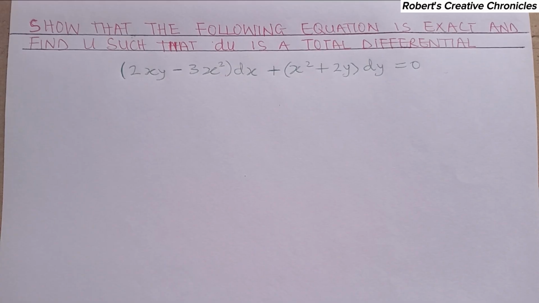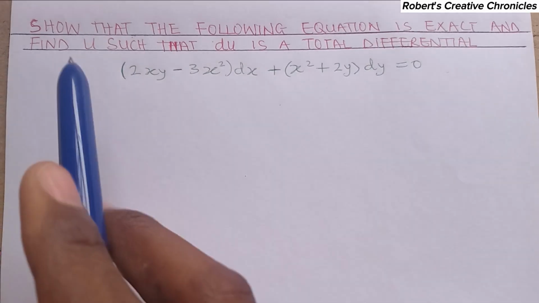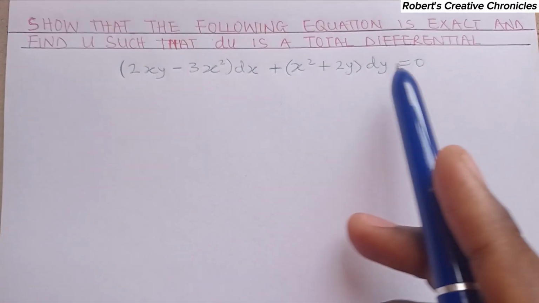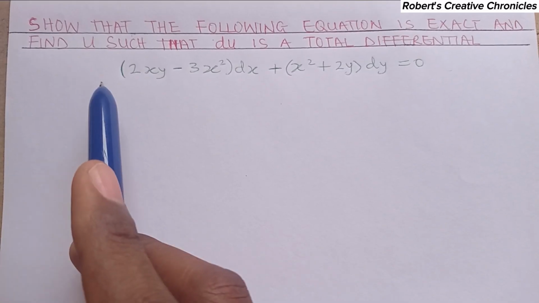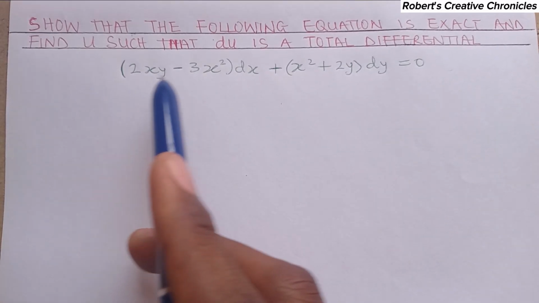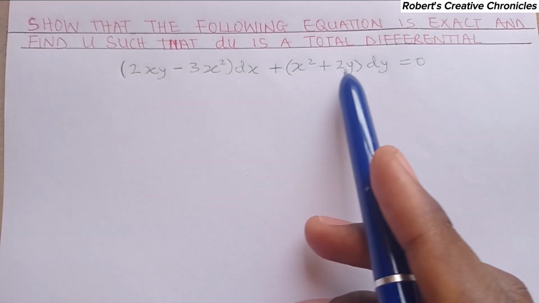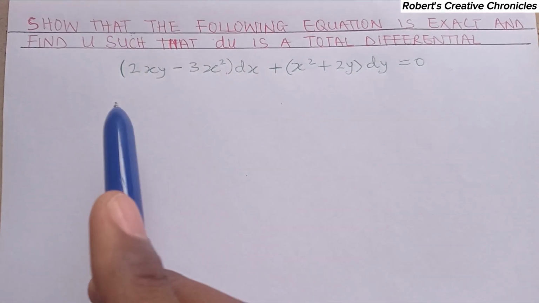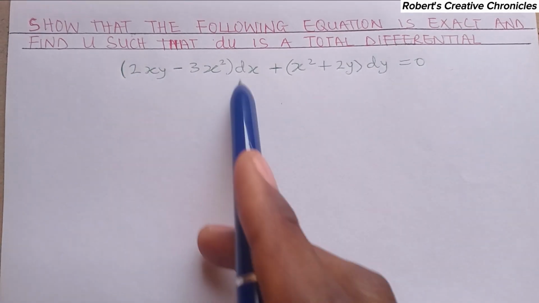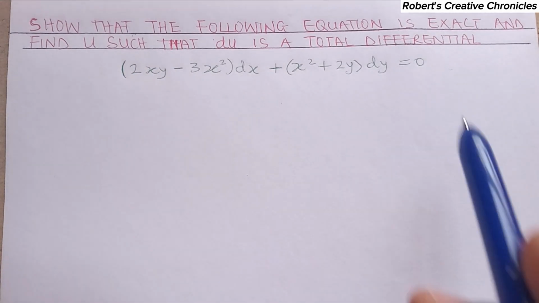So today we'll be solving this question, which states: show that the following equation is exact and find u such that u is a total differential. Here is the equation. So, solution.